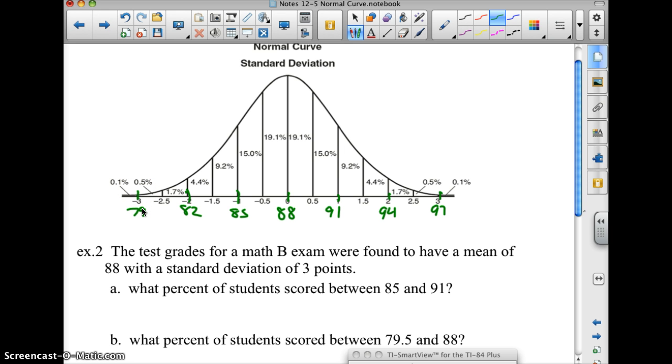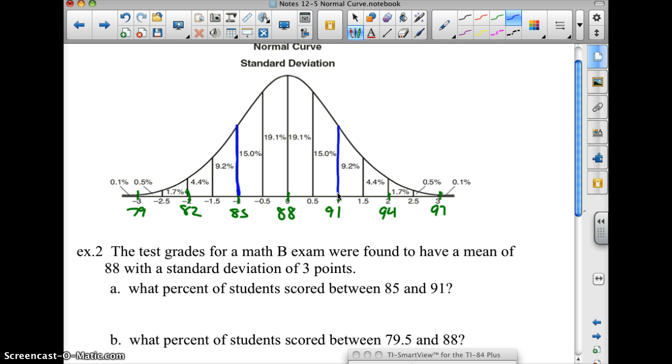Okay. Now, they want to know what percent of students scored between 85 and 91. Okay, between 85 and 91. And those are right on my curve. You can see them. They're just right there. Okay, I'm going to kind of show you between 85 and 91.